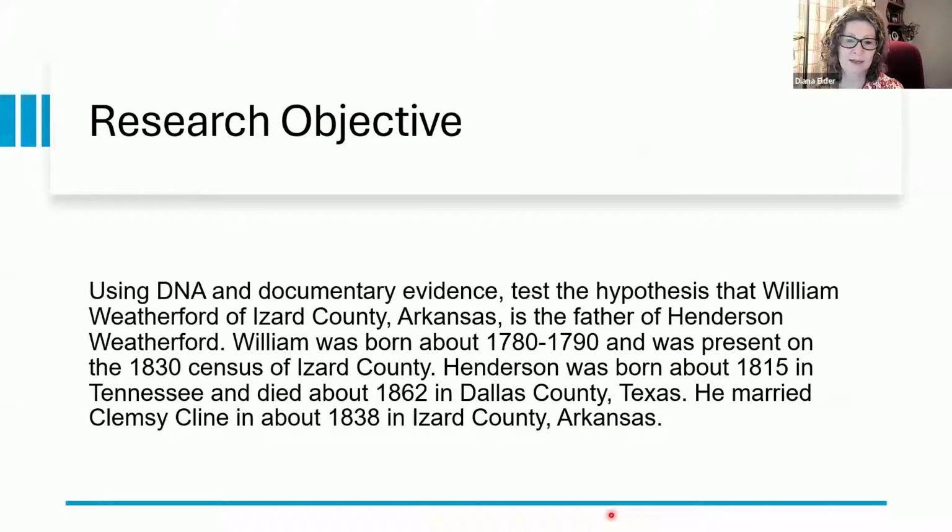So I'm going to do some examples based on my research objective for my project on Henderson Weatherford. I have a hypothesis that this William Weatherford of Izard County is Henderson's father. For this project, I will be using DNA and documentary evidence. So I have the key identifiers. William was born about 1780 to 1790. He's present on the 1830 census of Izard County. Henderson was born about 1815 in Tennessee and dies out in Dallas County. And he marries Clemsy about 1838 in Izard County, Arkansas. So that is my research objective.